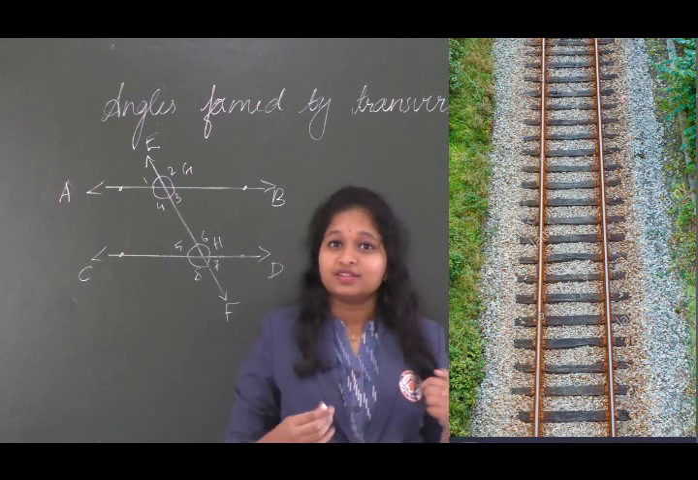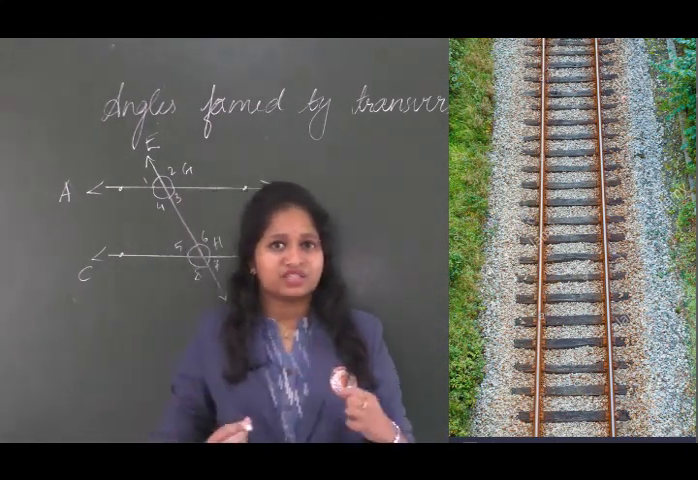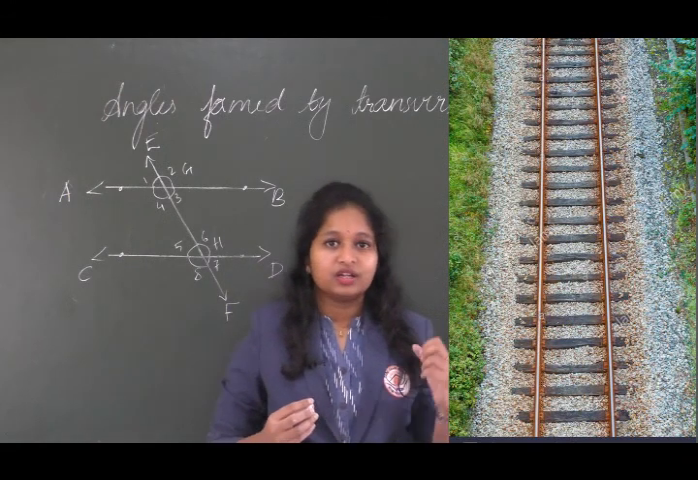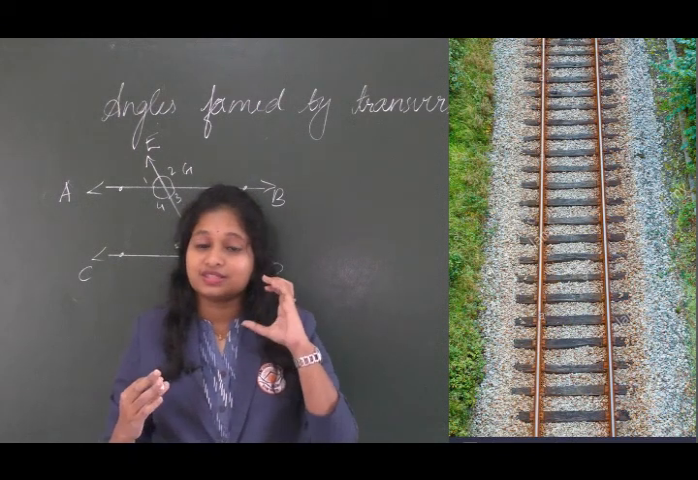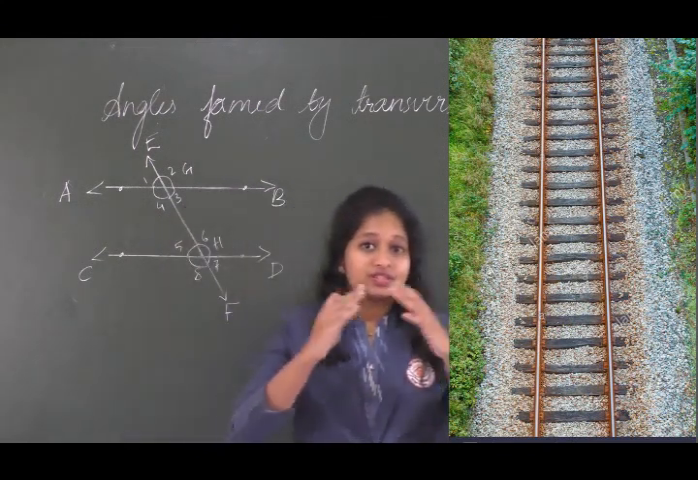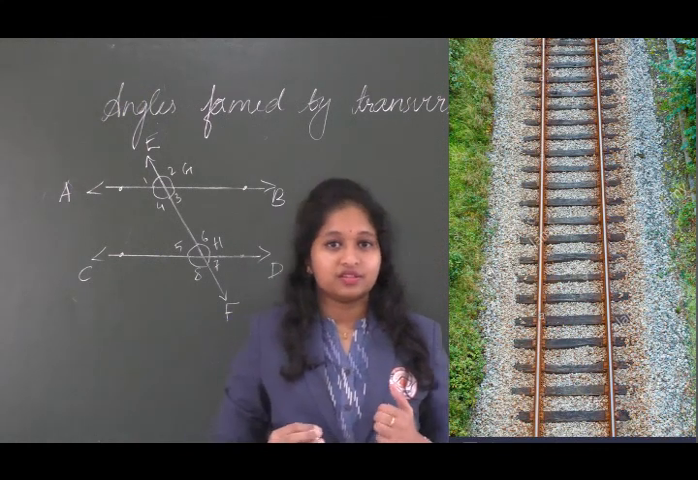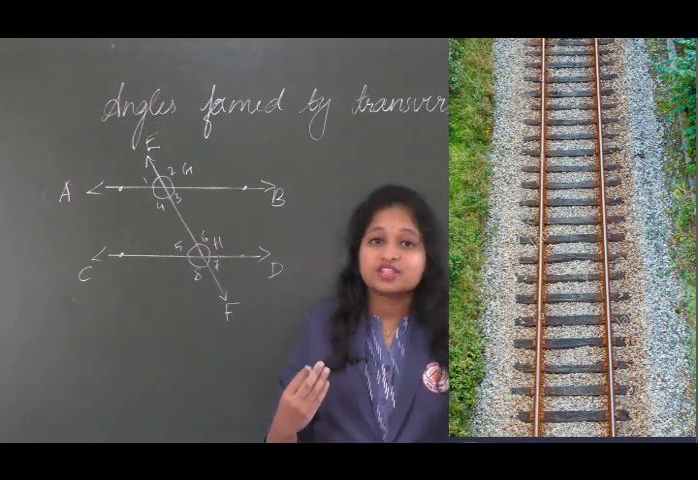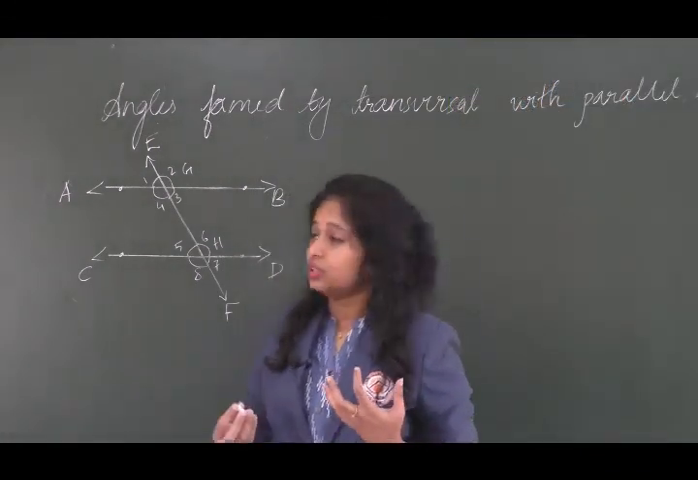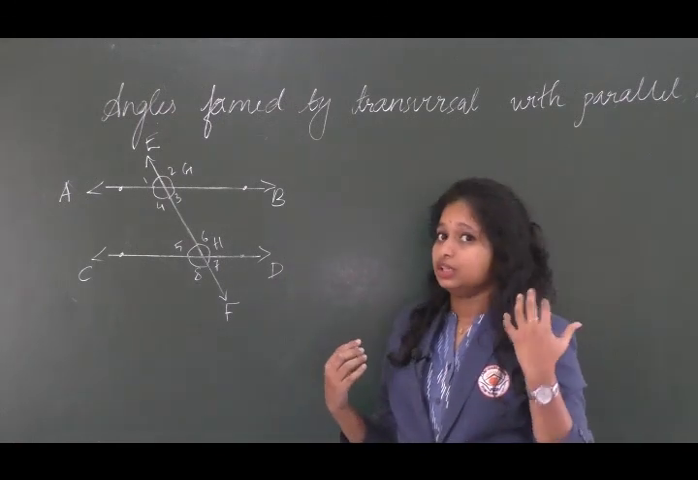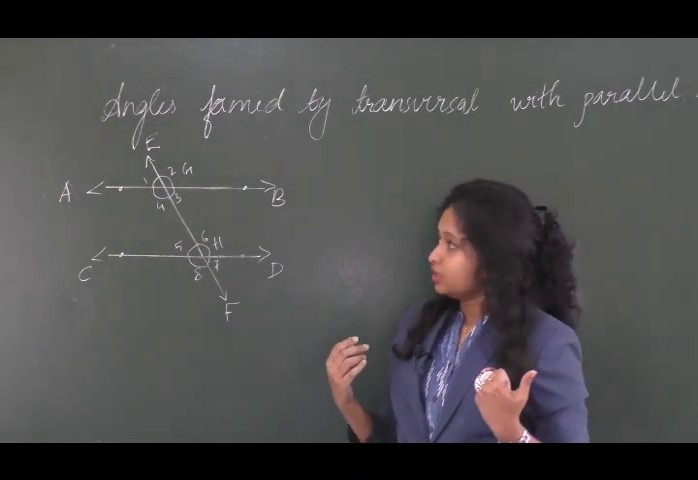What is that? The tracks don't meet anywhere, isn't it? So the distance between two tracks is always the same. Those types of lines are called parallel lines, which do not intersect, and the distance between the two lines is equal. Now we have learned about transversal, isn't it?